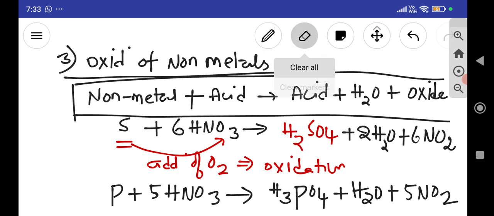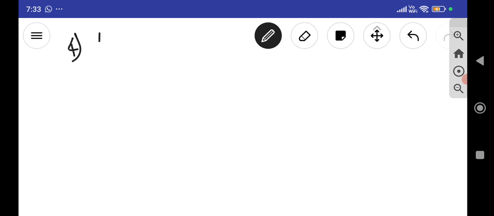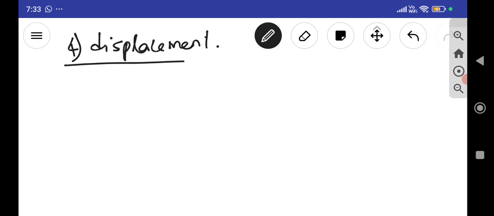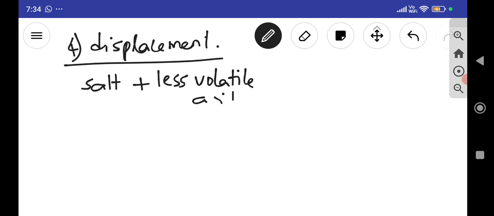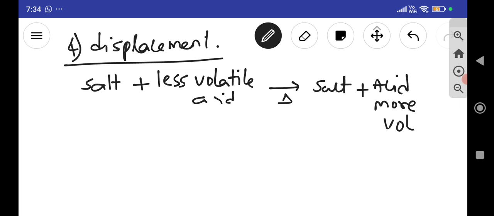Now last method is displacement. So what is meant by displacement? Generally, if you write the salt reacting with a less volatile acid, that means it will not be evaporated easily, on heating it gives salt plus an acid which is more volatile, that means it will vaporize.